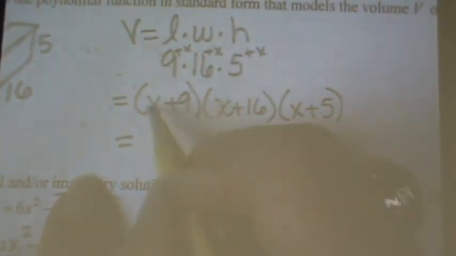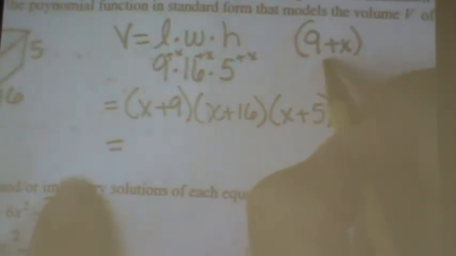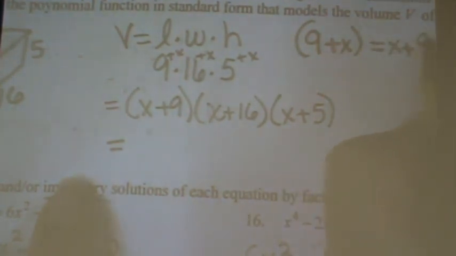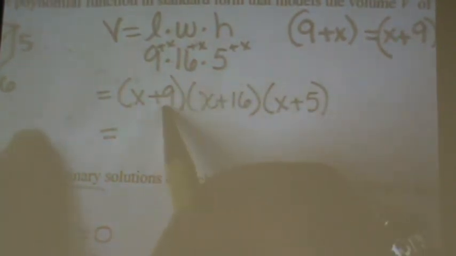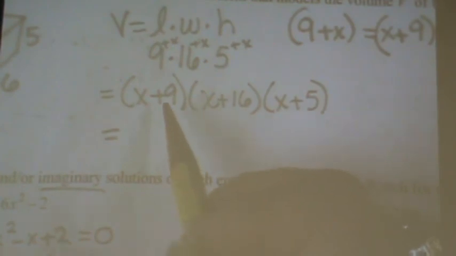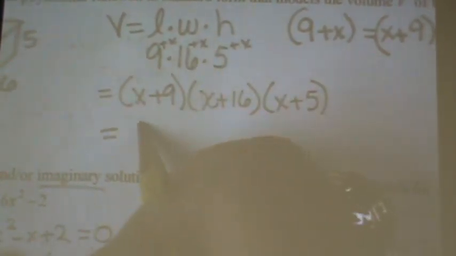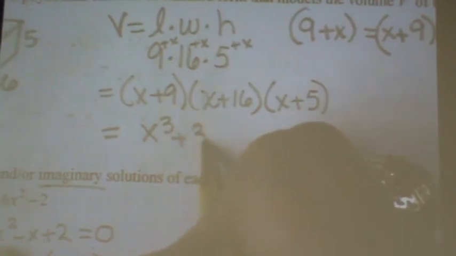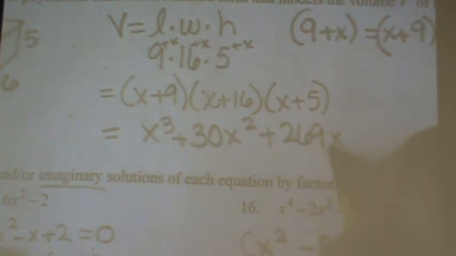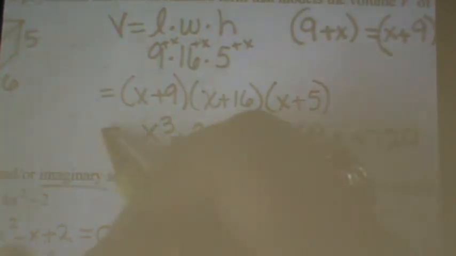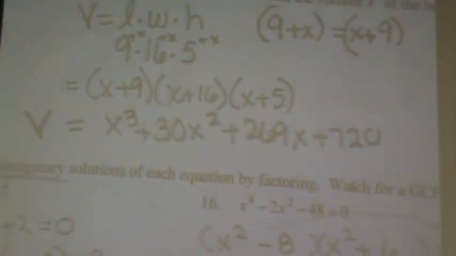Now I wrote it x plus 9 instead of 9 plus x. Why? Because we're just used to having the variable first. But the commutative property for addition says that 9 plus some number is the same as x plus 9. Do you understand that? Okay. Yeah, you're not finding the zeros. This is something different. Now all you'd have to do is FOIL this out. You end up getting x cubed plus 30x squared plus 269x, and then plus 720. That would be your volume, your polynomial in standard form.